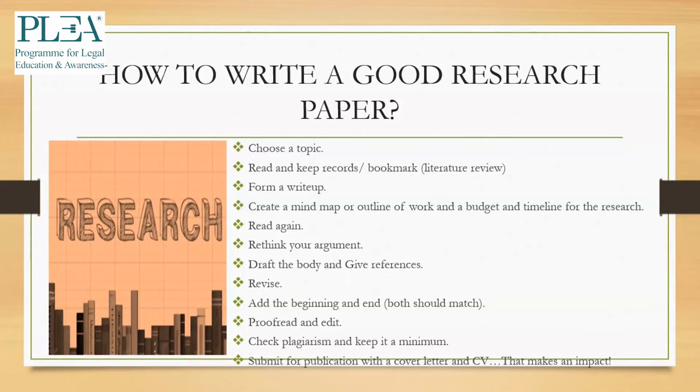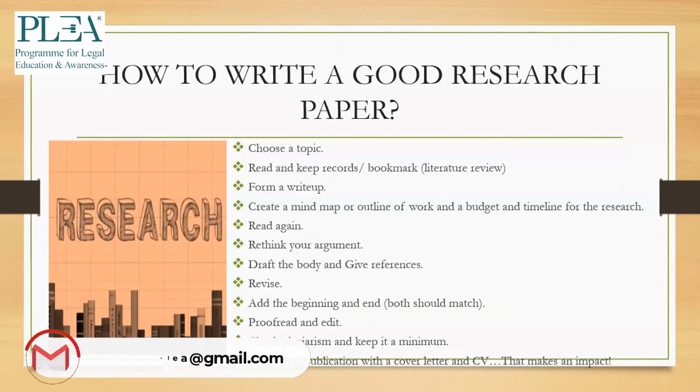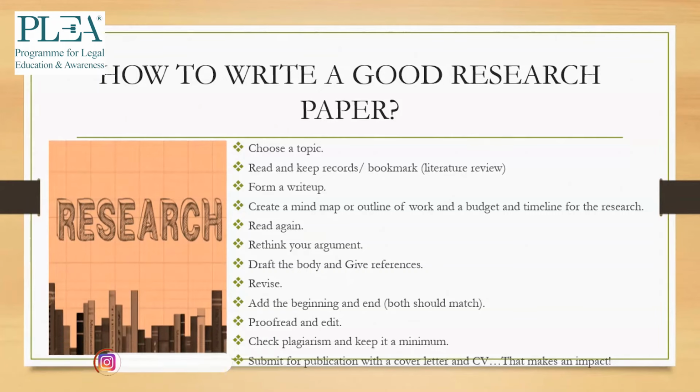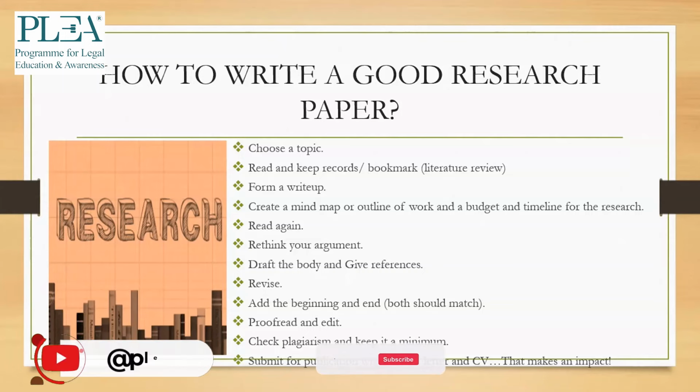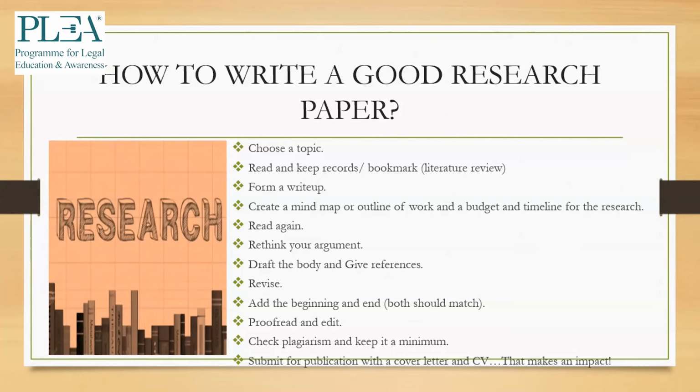Form a write-up, create a mind map or outline of your work, a roadmap of how to go about it. Frame a budget and timeline for your research. You have to work within a budget and within a timeline. You cannot take your entire 5 years or 10 years only for your research. You might also be working on other projects. You might have a job, or you might have other higher studies or something like that. So it's always important that you balance your research work with other things, and there has to be a strict timeline, a deadline for it.